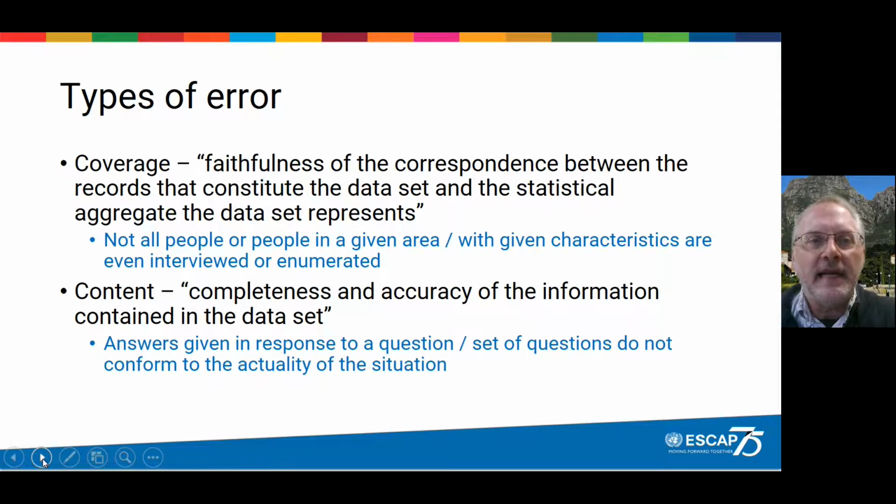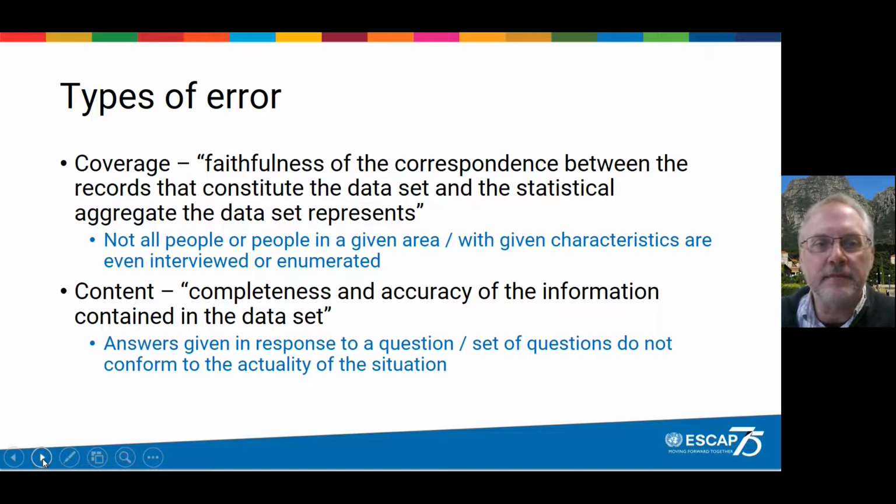When we're thinking about the kinds of error encountered with demographic data, there are two kinds. The first is what we call coverage error, and the definition for that is the faithfulness of the correspondence between the records that constitute the data set, in other words, what was actually collected, and the statistical aggregate that that data set represents, or is meant to represent.